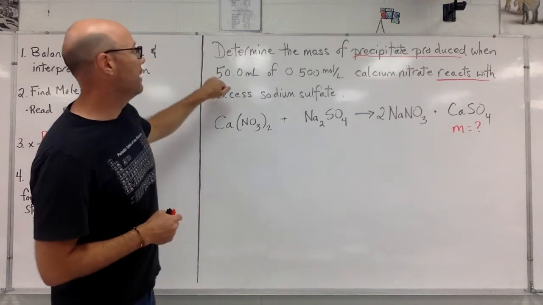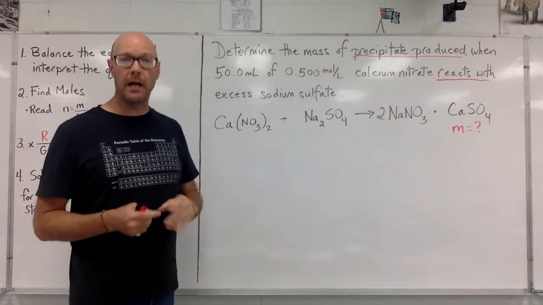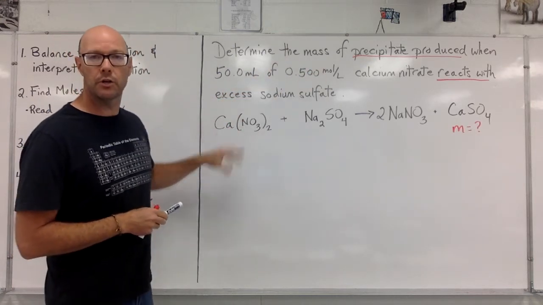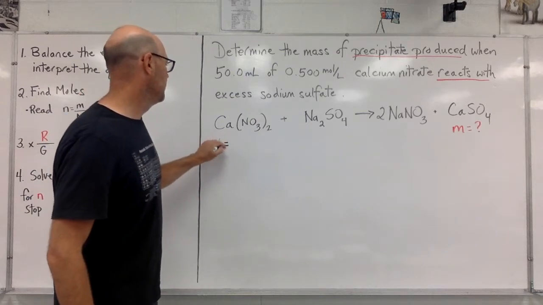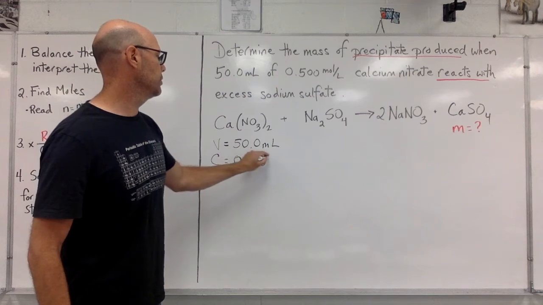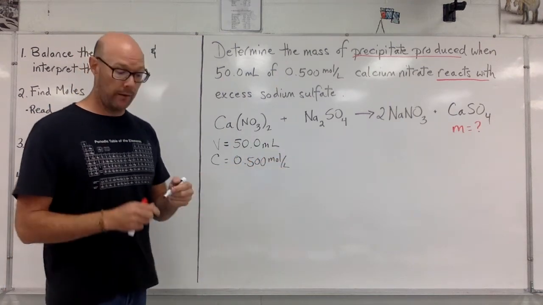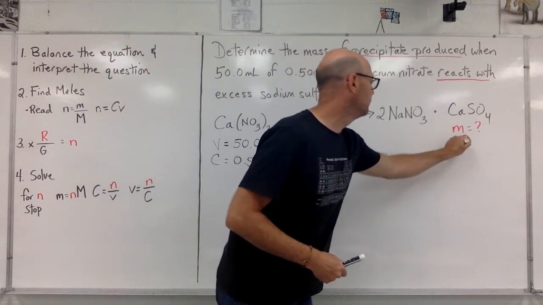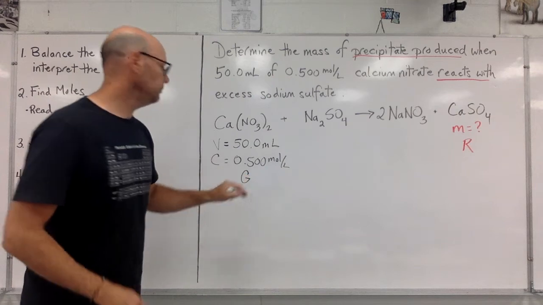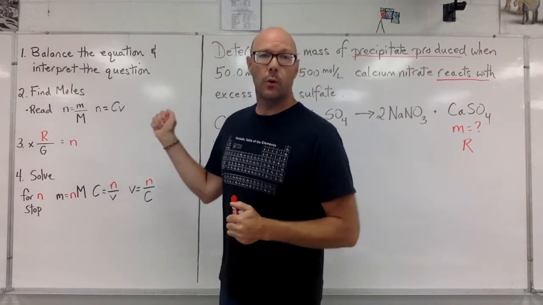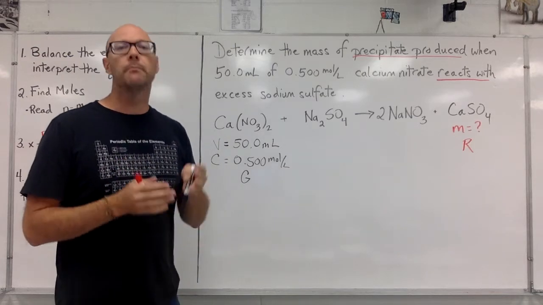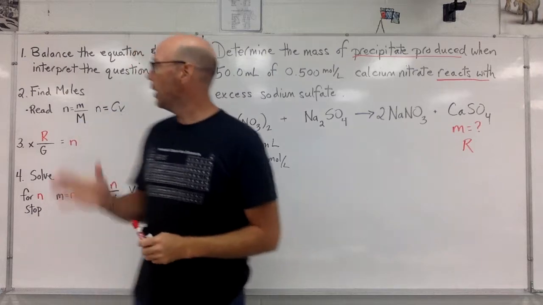We have some givens. We have volume of concentration chemical. We've seen that formulation so many times. We have 50 milliliters of 0.500 calcium nitrate. Under the calcium nitrate, I'm going to get those labels in. The volume here is 50.0 milliliters. The concentration is 0.500 moles per liter. Wherever the question mark is, that's the R. The other set of numbers, the G. All of that is step 1. Balance the equation, interpret the question. Be on the lookout for those questions about a precipitate. We had to determine the solid product using the solubility table. Now we move on to step 2, find moles.